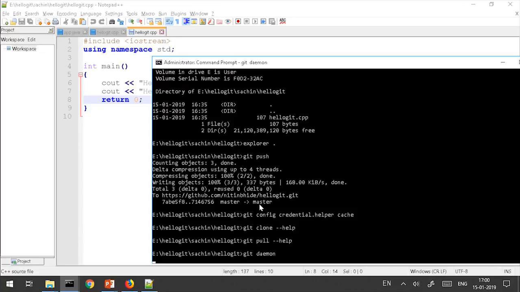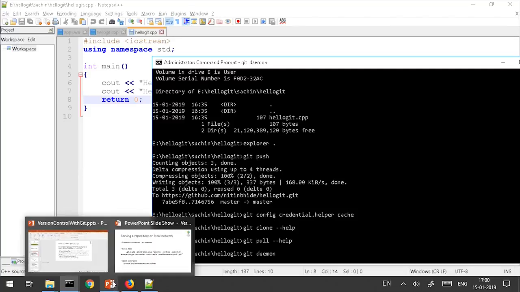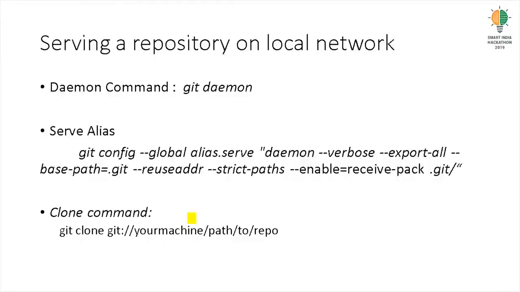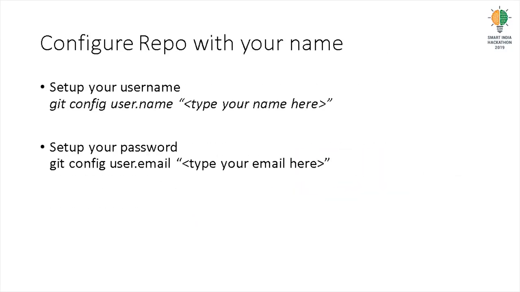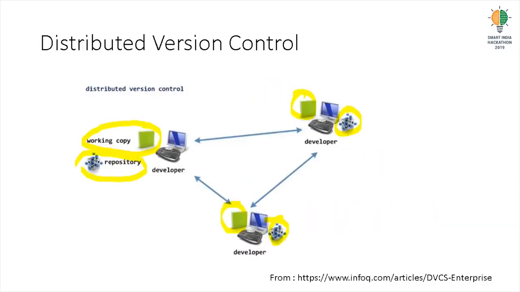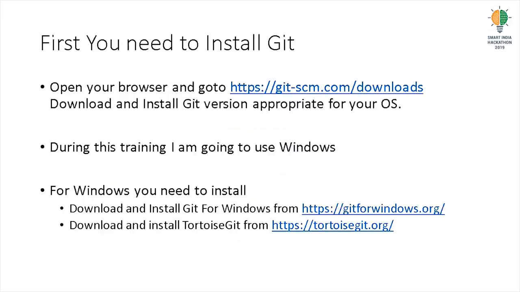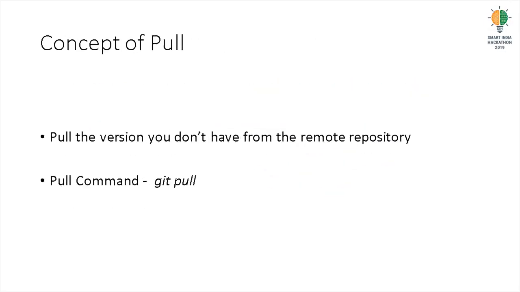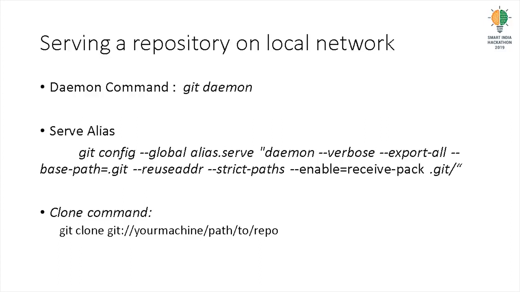At the end of the Smart India Hackathon, from this local server you can push all your changes back into the GitHub server. Remember, I showed you the initial version of how distributed version control looks. Think of one of your developer machines as your GitHub server, and using git daemon you can create your own local Git server.